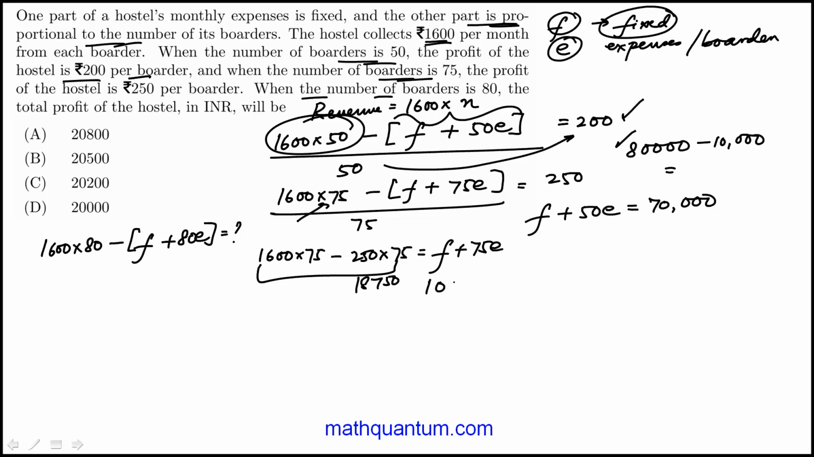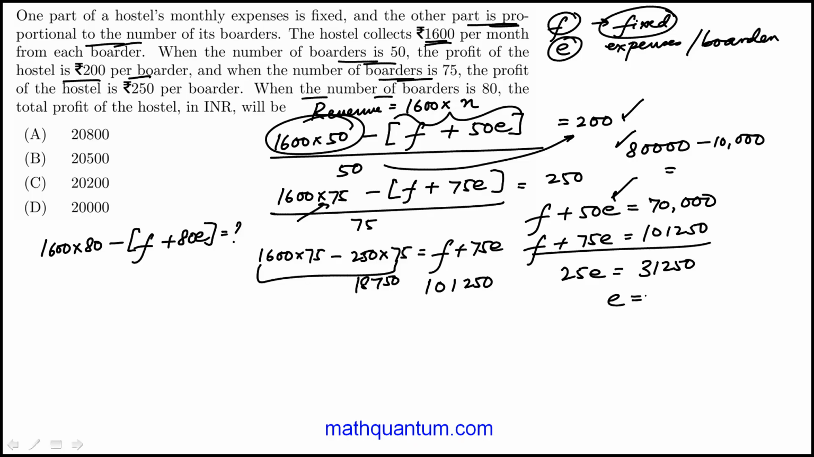So this gives 101,250. I'm going to subtract the top one from the bottom. I would get 25E is equal to 31,250, and that means E is 1,250. I always know I'm on the right track when I get nice numbers. So that's a good sign. If this was 1145.28, I know I've made a mistake somewhere. Generally, but not always, I should say that.